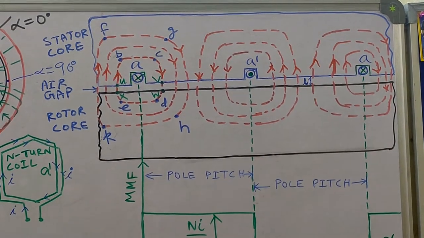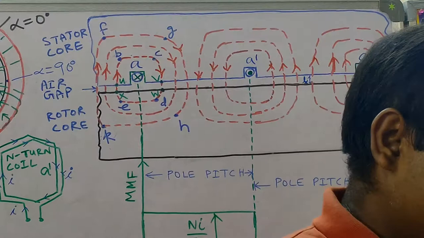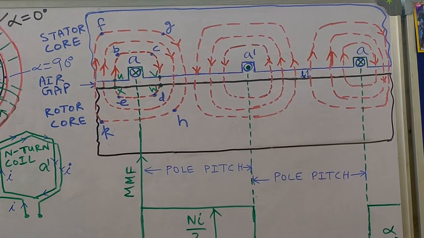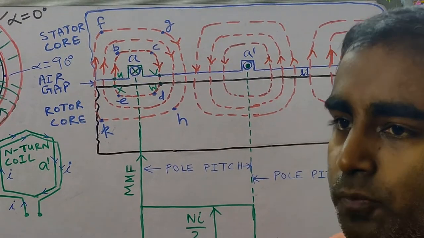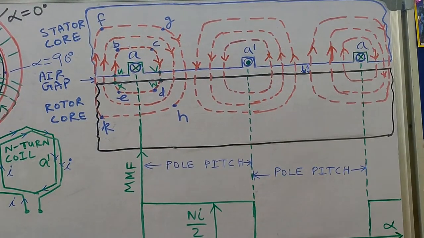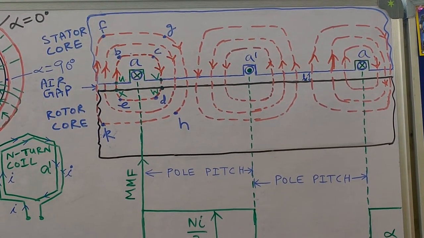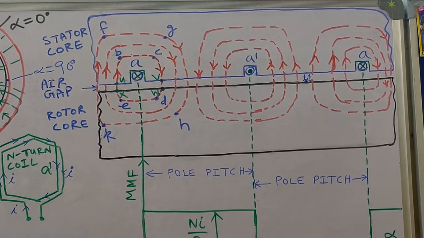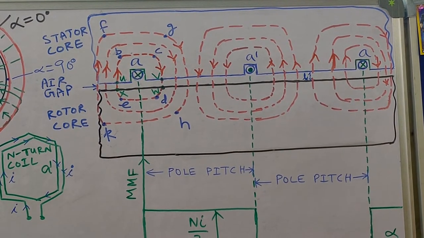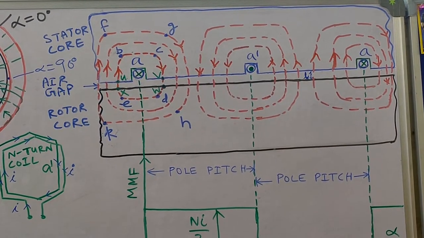Now, what remains to be done is that we will reiterate a law which is known as Ampere's circuital law. Ampere's circuital law states that the MMF acting along a closed path equals the net current which is being enclosed by that path. So what does it say? That if you choose a closed path in a magnetic circuit, the MMF acting along that closed path will be equal to the current which is being enclosed by that closed path.